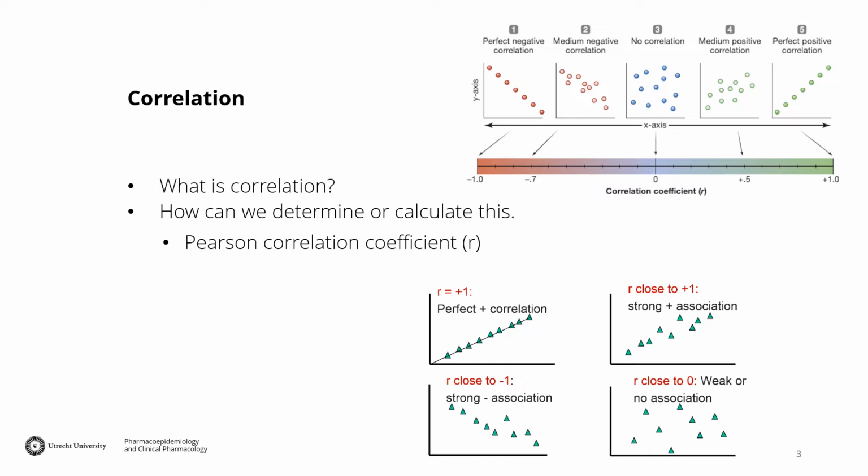Then we have the zero correlation, which is basically everything just scattered all over the place. Then we have the medium positive one, where the correlation coefficient is positive. And then we have the +1, which is the perfect positive one.